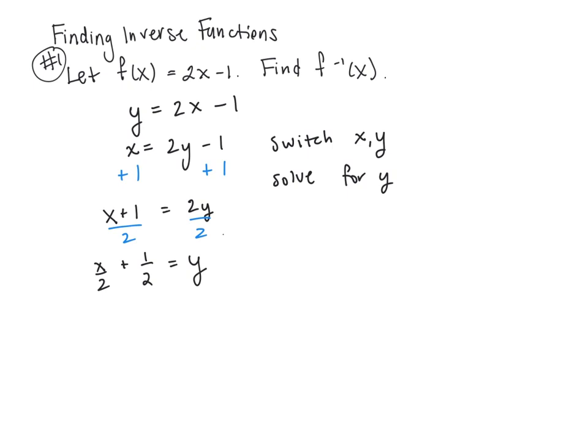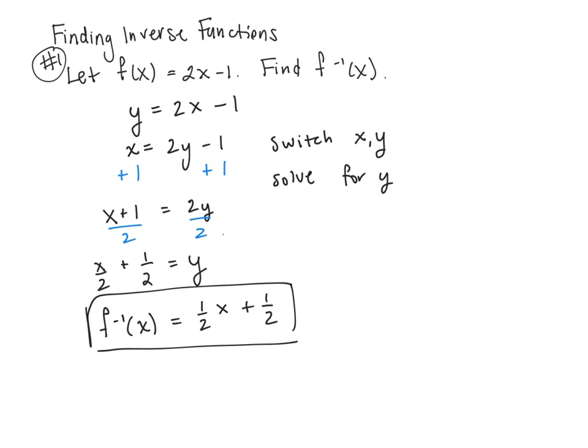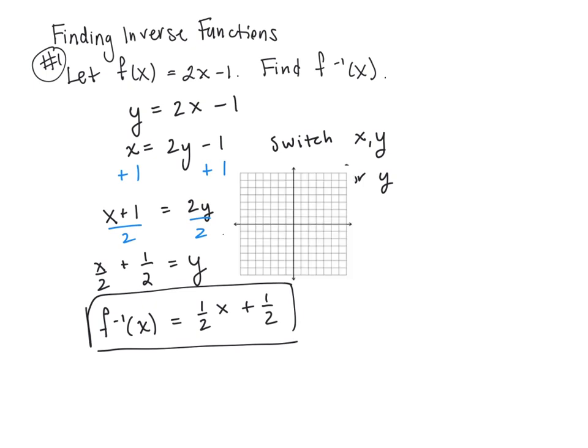1/2. Now I'm just going to rewrite this using my inverse function notation. So f inverse of x equals 1/2 x, which is the same as x over 2, plus 1/2. And I'm writing it in slope-intercept form so that it'll be a little bit easier to graph. So now let's graph these two. So I'm going to pop in some graph paper here.